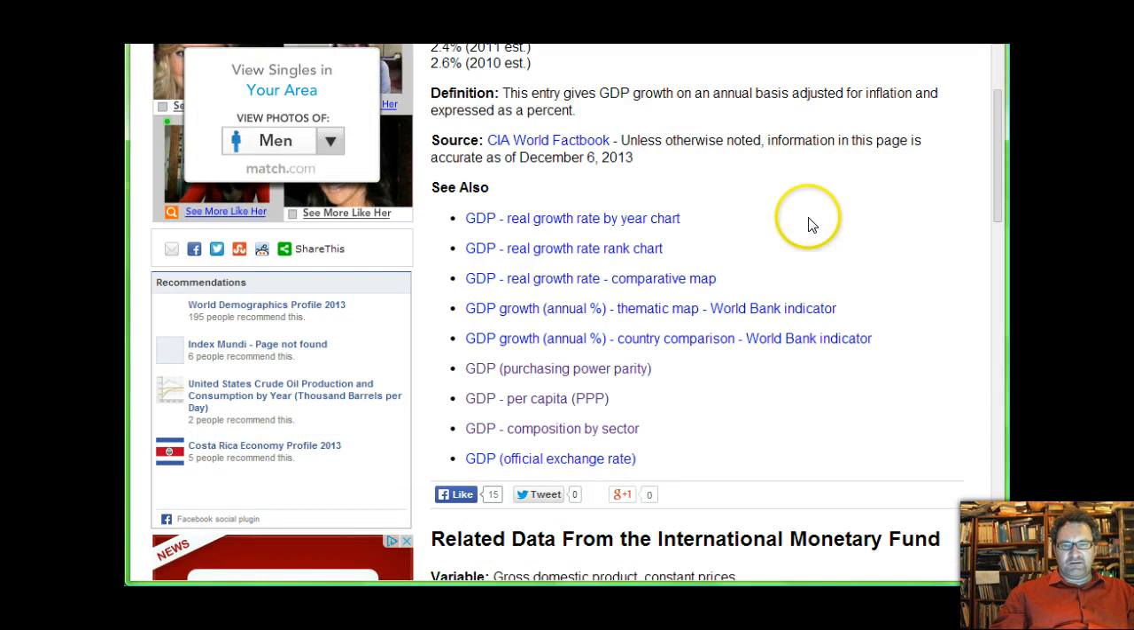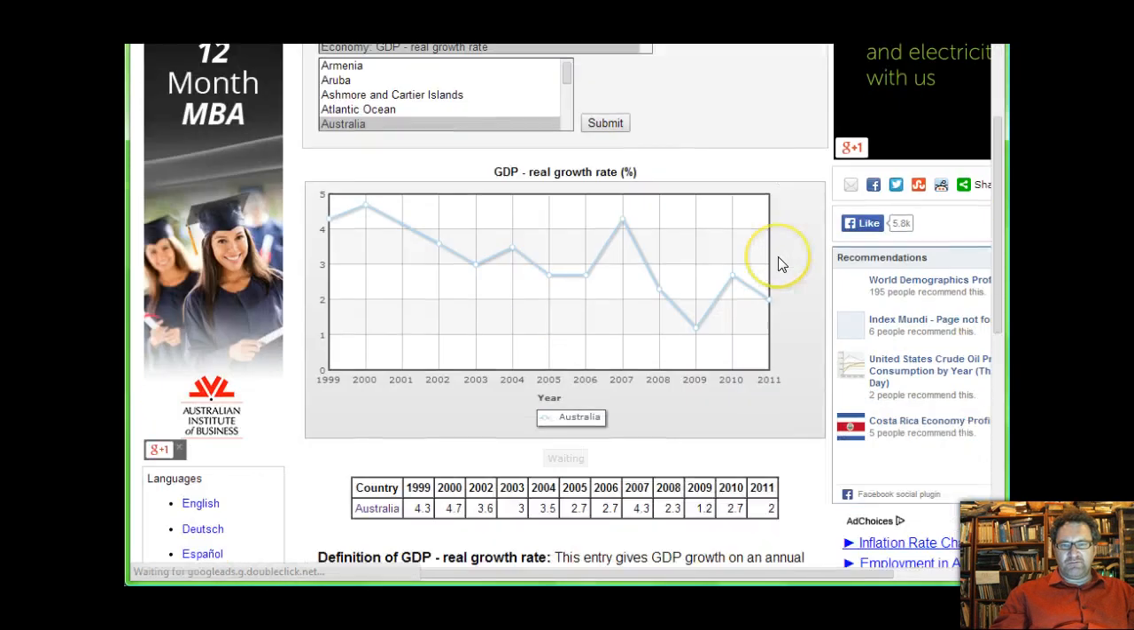Let's have a look at the different growth rates. Let's see what's happening over time.